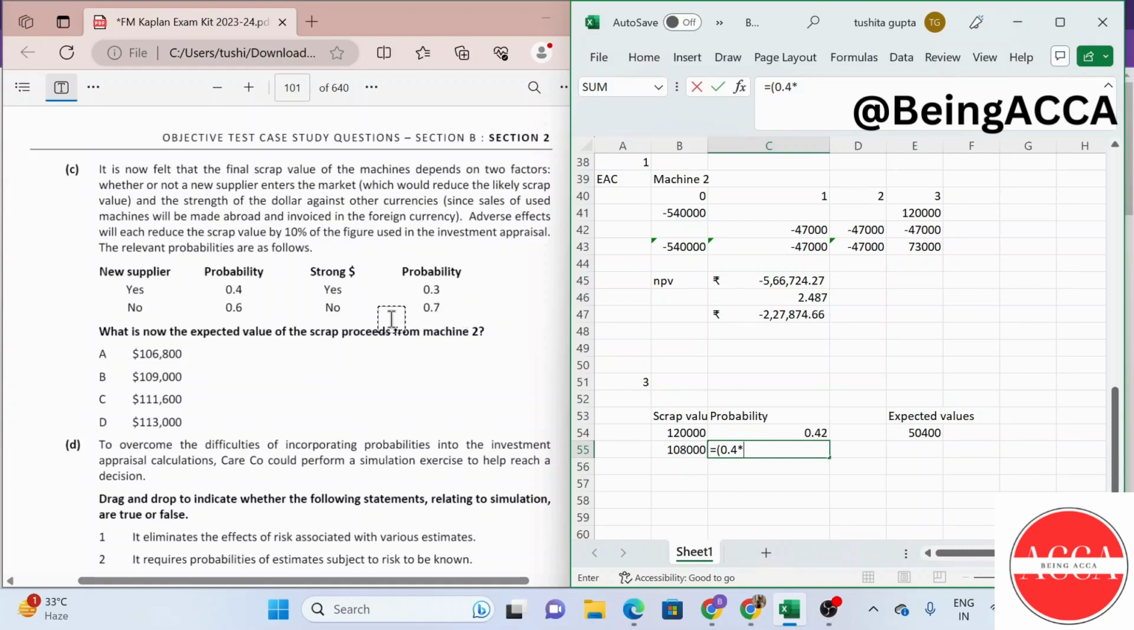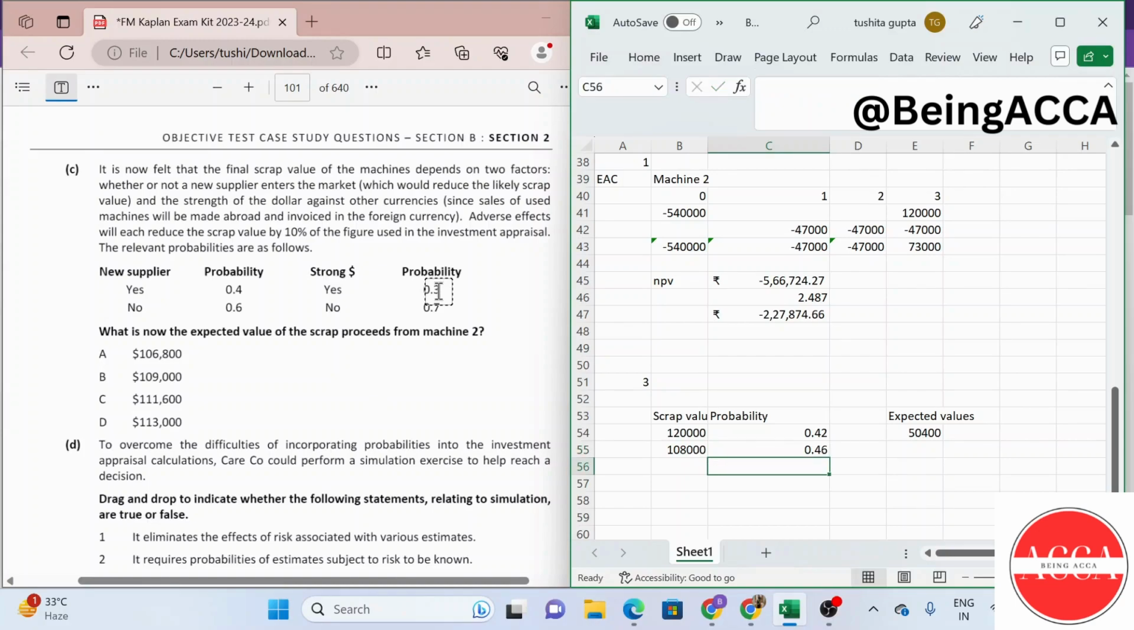0.7, that your dollar does not remain strong. So this is the first case when we will be able to sell for $108,000. And there is another case when we'll be able to sell at $108,000. When is that? That is when the new supplier does not enter, but your dollar becomes stronger. So this will be 0.6 multiplied by 0.3 when your dollar becomes stronger.